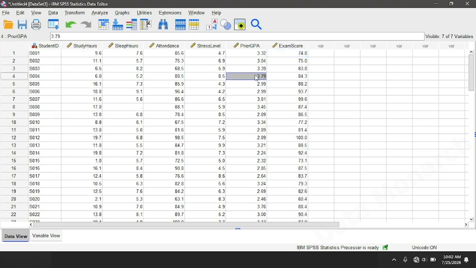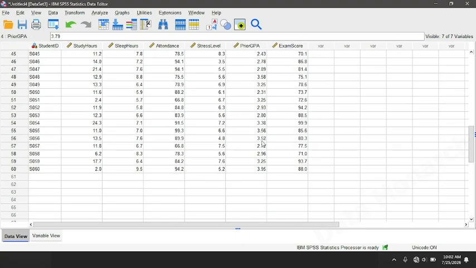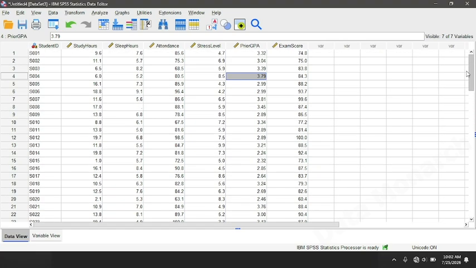Like I said earlier, I've got 60 students, each with study hours, the average hours studied per week, the sleep hours, the average hours of sleep per night, the attendance, which is the percentage of classes attended, the stress level, which is the self-reported stress from 1 to 10, the prior GPA, which is the GPA before this course, and the exam score, which is the final score out of 100.